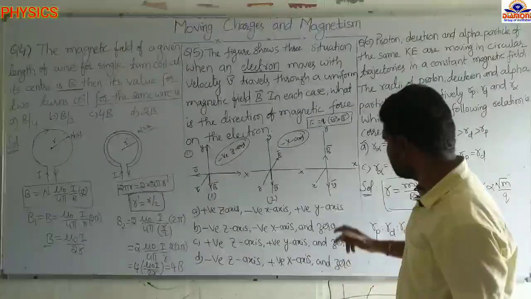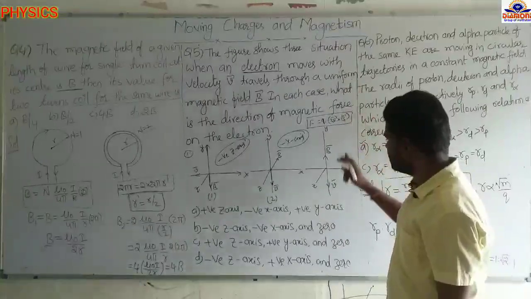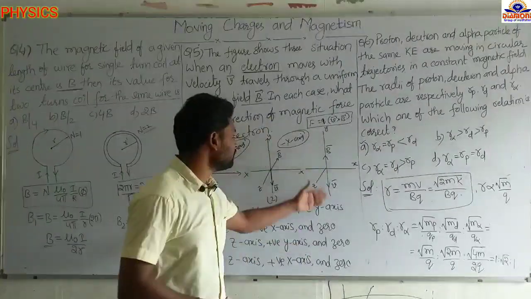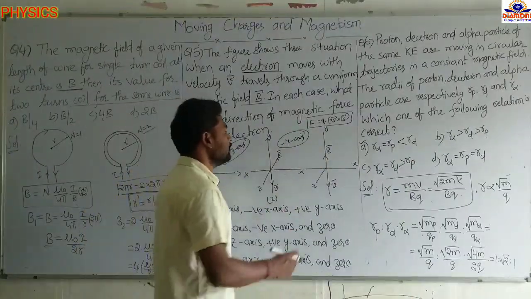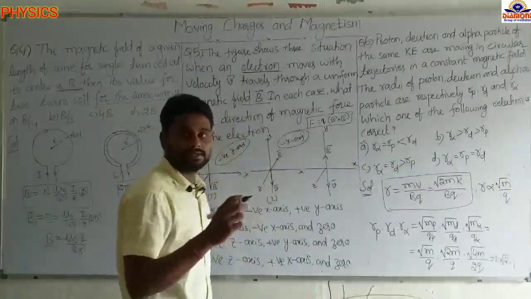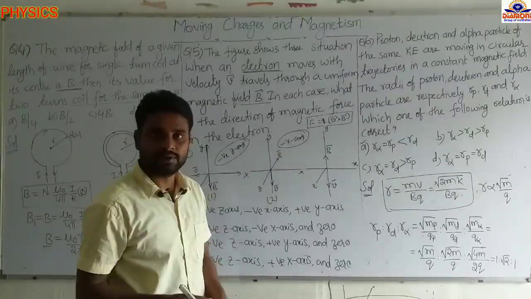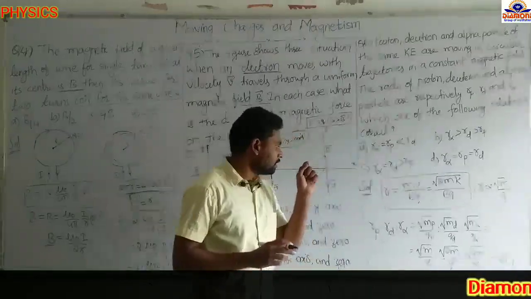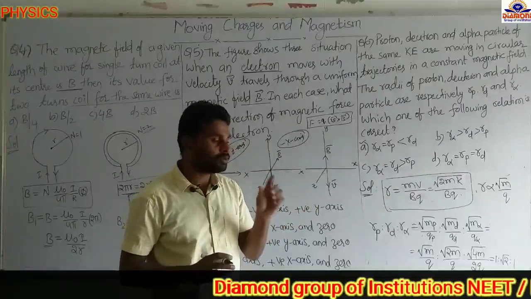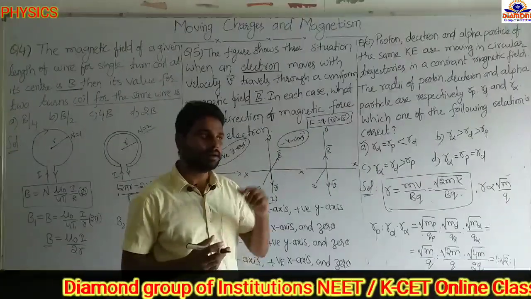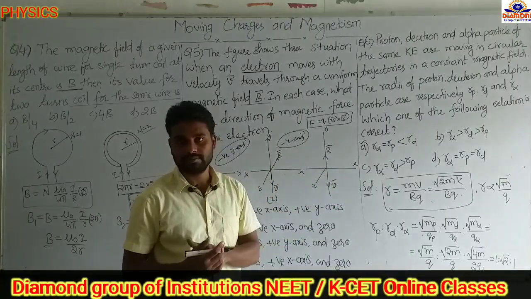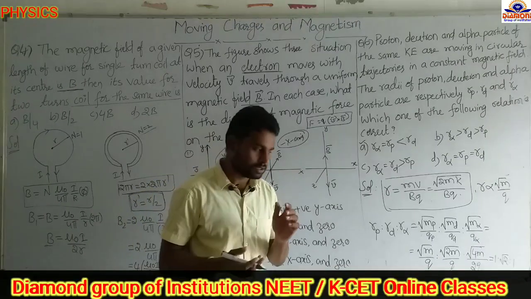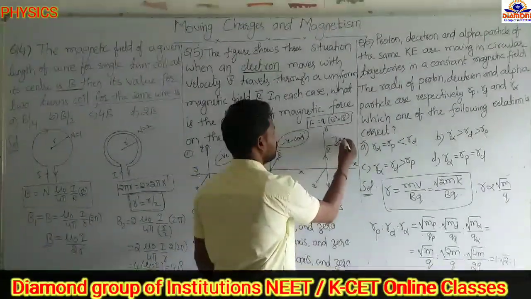Okay, third case, see now. Magnetic field is in the positive y direction and the electron is moving in the negative y direction. So the angle between these two is 180 degrees. If you substitute in the BQV sin theta formula, theta equal to 180, sin 180 equal to 0. That means the force acting on this particle is 0. That means if the particle is moving parallel or anti-parallel to the magnetic field, the force acting on that particle is equal to 0. So in this case the force acting is 0.